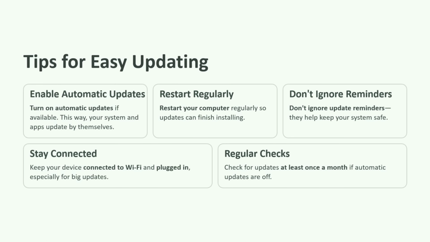Now we will see tips for easy updating. Turn on automatic updates if available. This way your system and apps update by themselves. Restart your computer regularly so updates can finish installing. Don't ignore update reminders. They help to keep your system safe. Keep your device connected to Wi-Fi and plugged in, especially for big updates. Check for updates at least once a month if automatic updates are turned off.